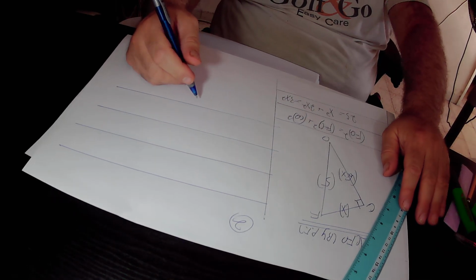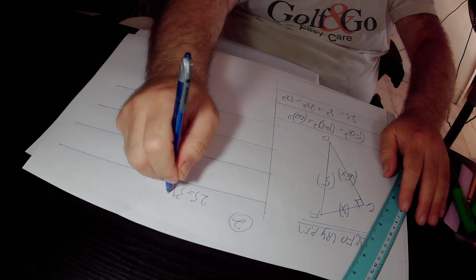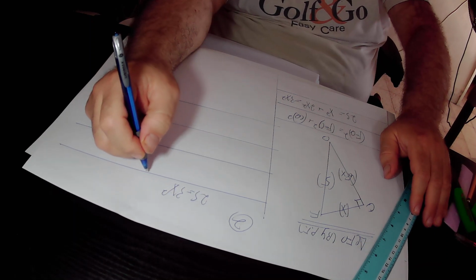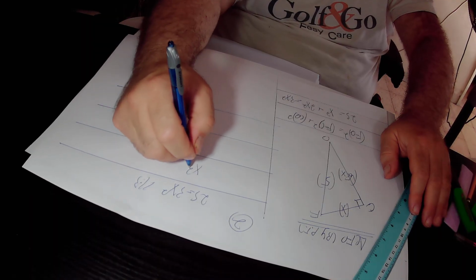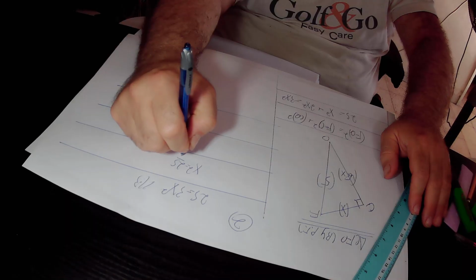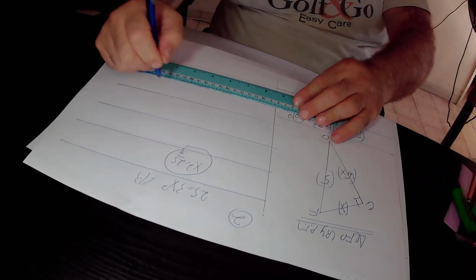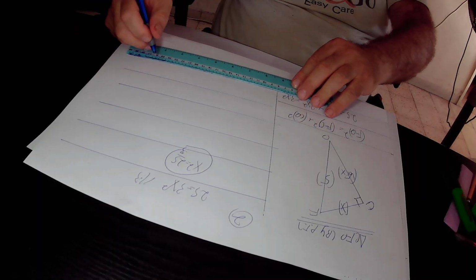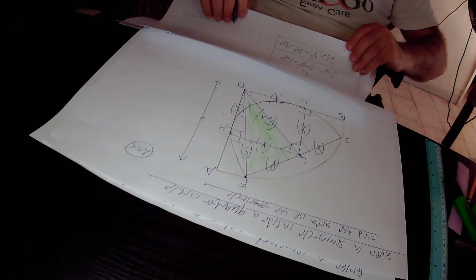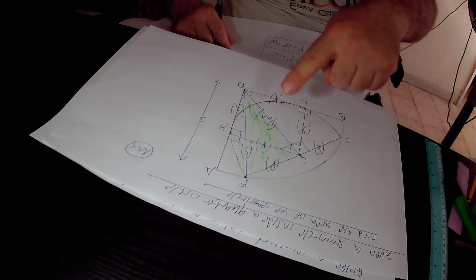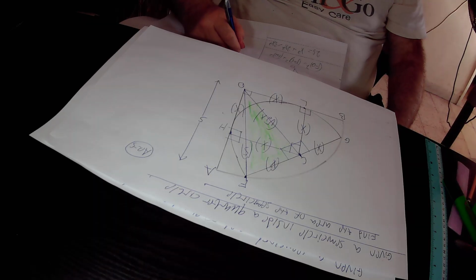In conclusion, we found out that 25 equals 3x squared. Here we divide this equation by 3 and finally we get that x squared equals 25 over 3. Our mission is to find out the area of this semicircle. So what is the area of the semicircle?